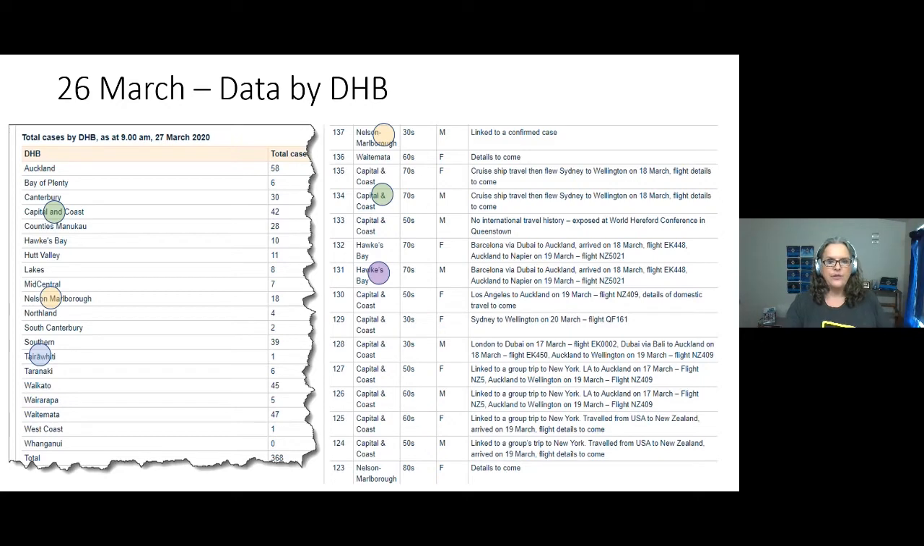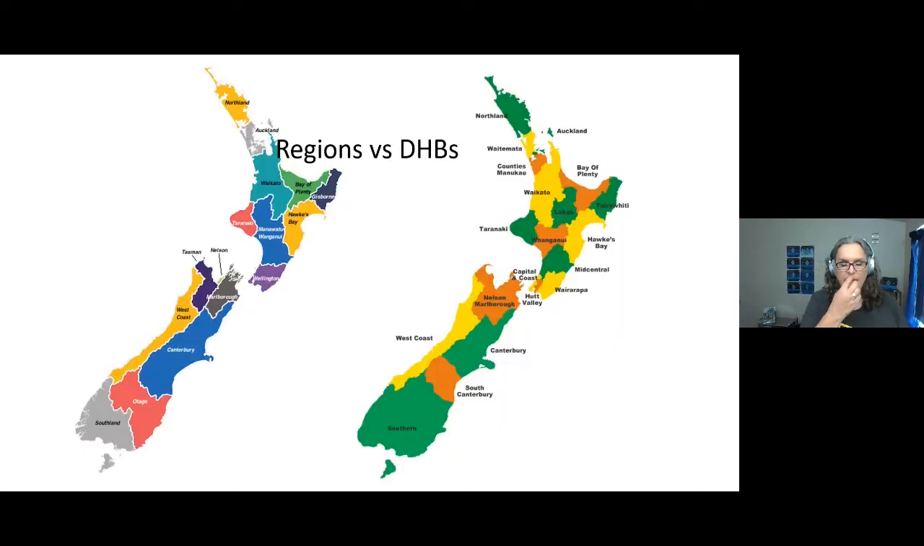If we look at the regions, how Excel can plot them, that is the New Zealand map on the left. And on the right-hand side, you see the regions as they pertain to district health boards, and you will see that they are not the same. Some of them are identical boundaries, but some of them are not.